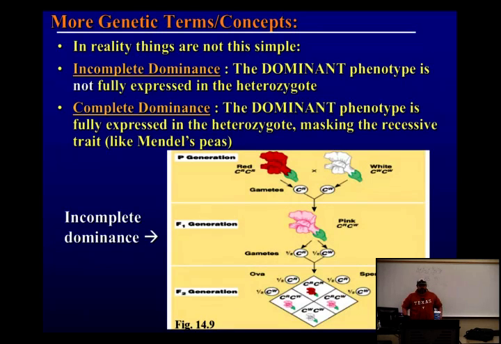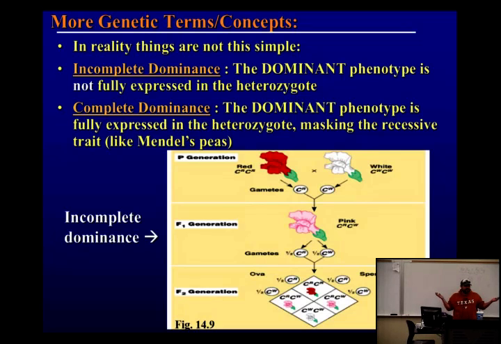Incomplete dominance, right? What if I said you crossed them and you got a 3 to 1 ratio? What would that be an example of? Complete dominance. So you need to be able to associate the ratios to what's going on genetically. Does that make sense? Okay.